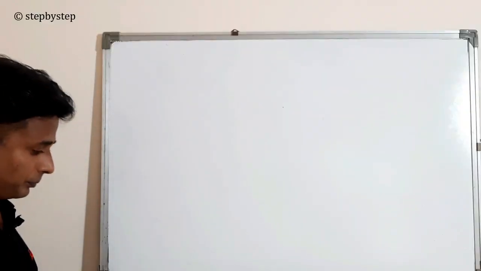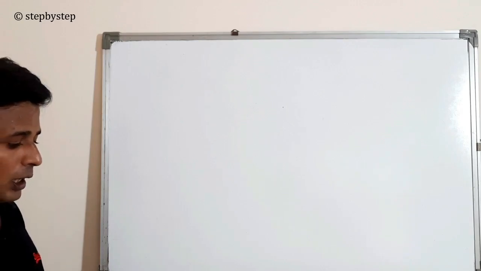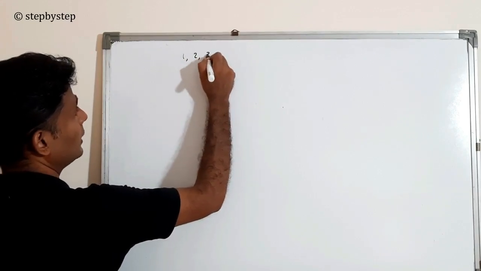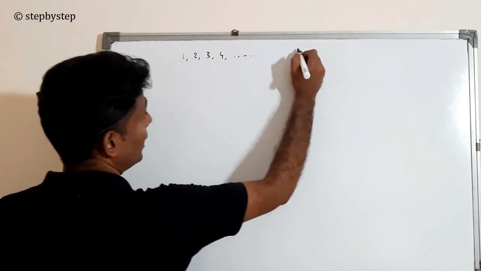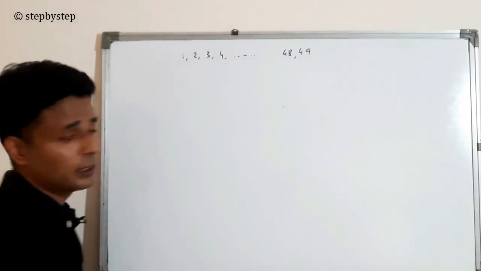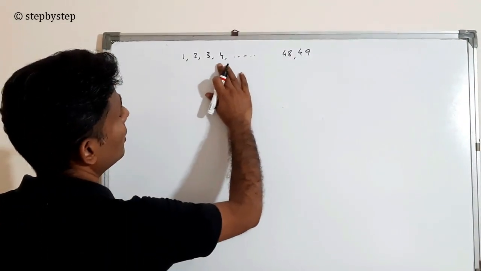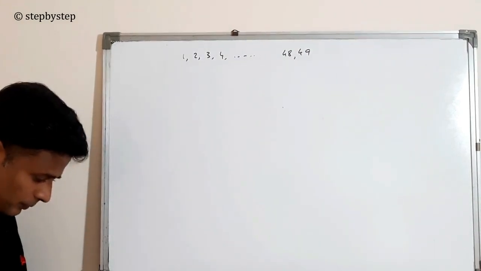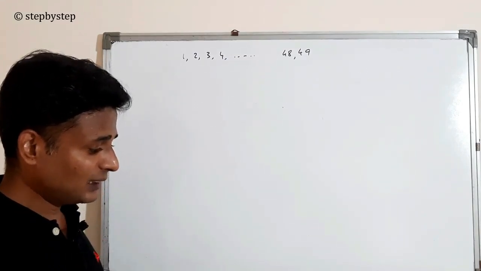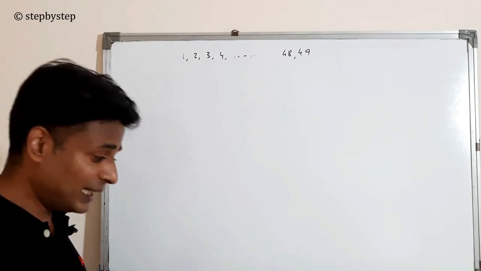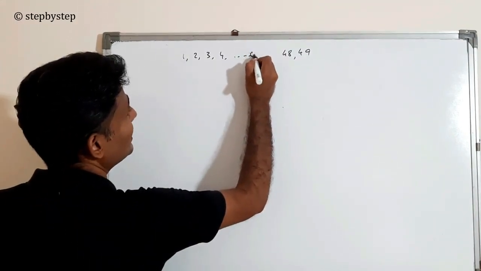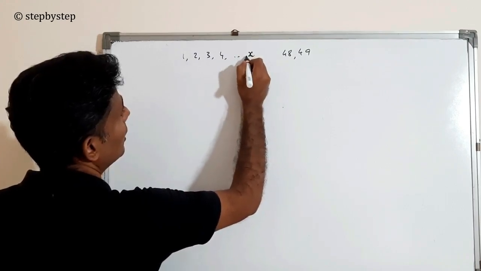The fifth problem: the houses of a row are numbered consecutively from 1 to 49. So 1, 2, 3, 4, and so on till 49. So these are the numbers of the row of houses. Show that there is a value of x such that the sum of numbers of the houses preceding, which means before, the house number x. So x is somewhere here in between.